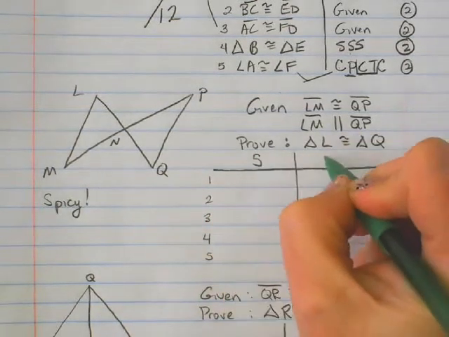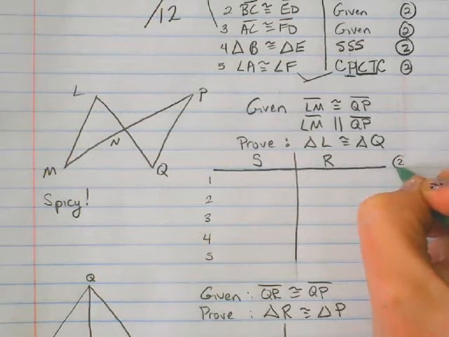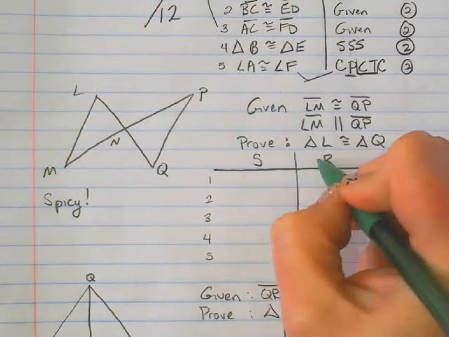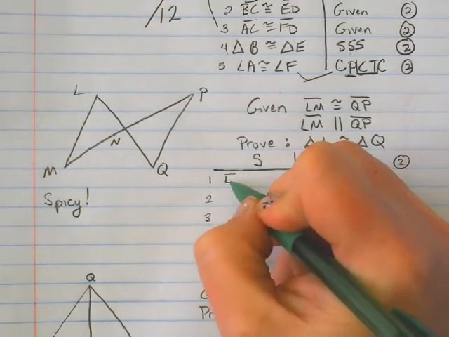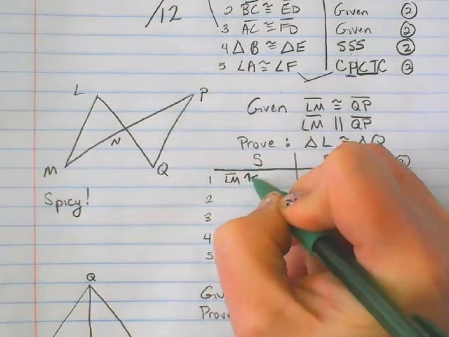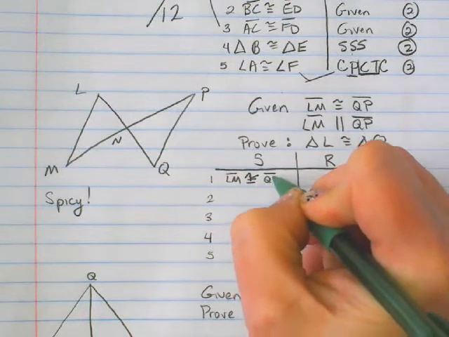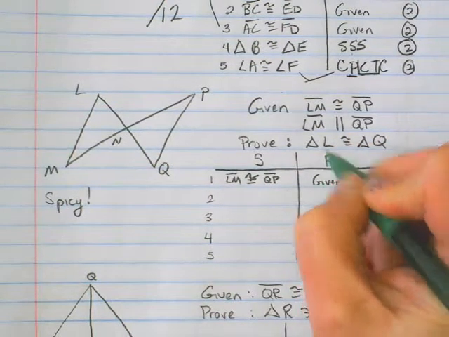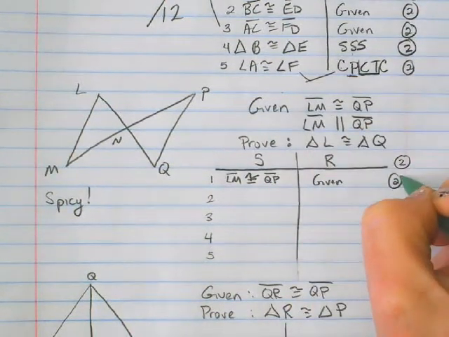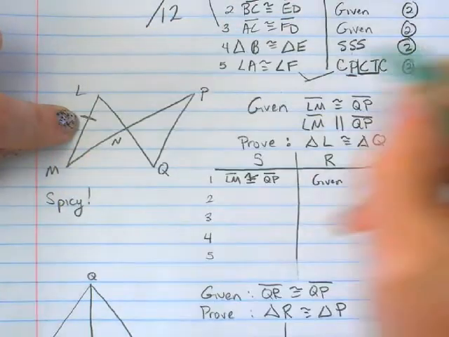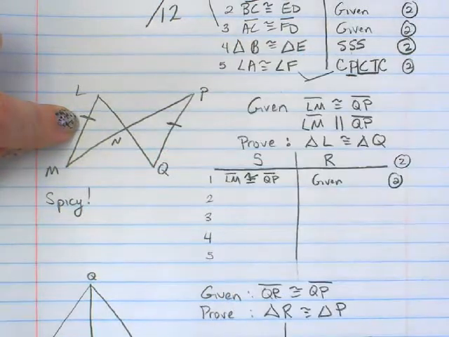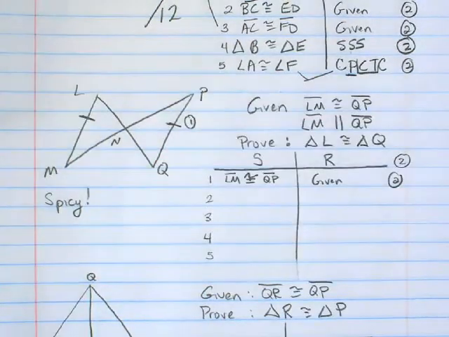We have our statement and our reason. 2 points. 2 points for this every single time. We have our given. Side LM is congruent to side QP. That is given to us because it says given. Now, we must mark it. LM is congruent to QP. You get a point for marking your image.